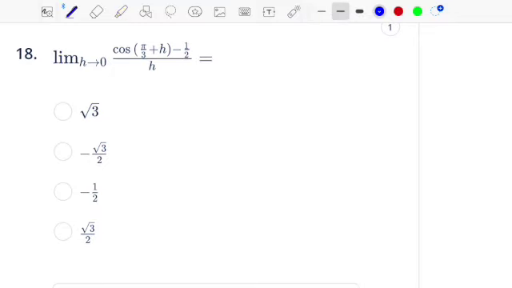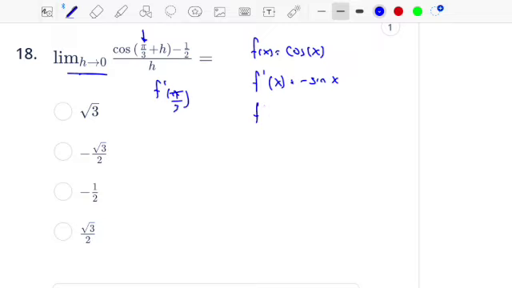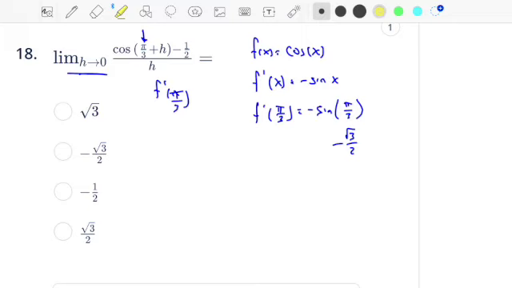That is the definition of the derivative, because I've got the limit as h approaches 0. That's telling me my function is cosine of x, and we want to find f prime of pi over 3. Well, f prime of cosine is negative sine of x, so f prime of pi over 3 is going to be negative sine pi over 3. So that is negative root 3 over 2.